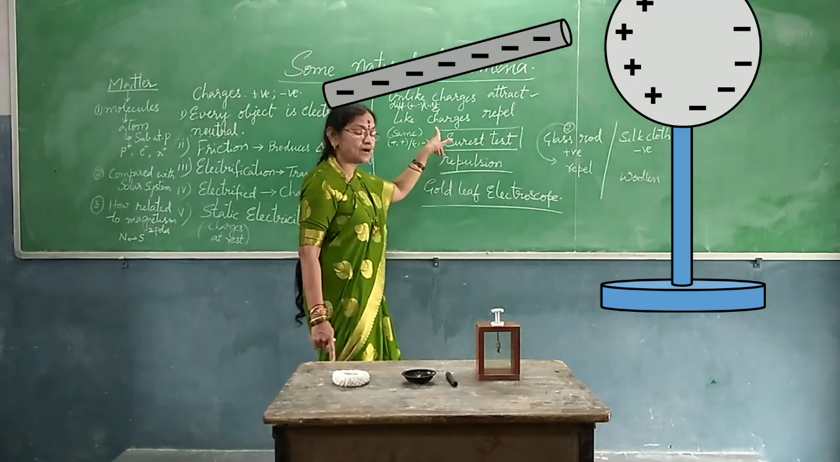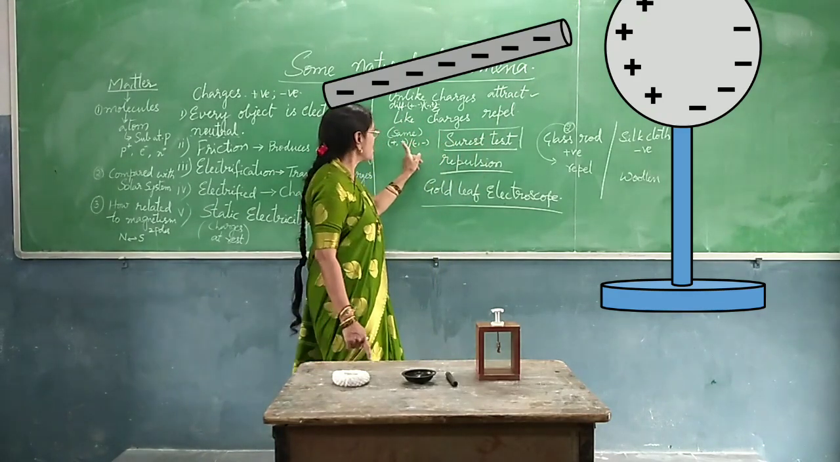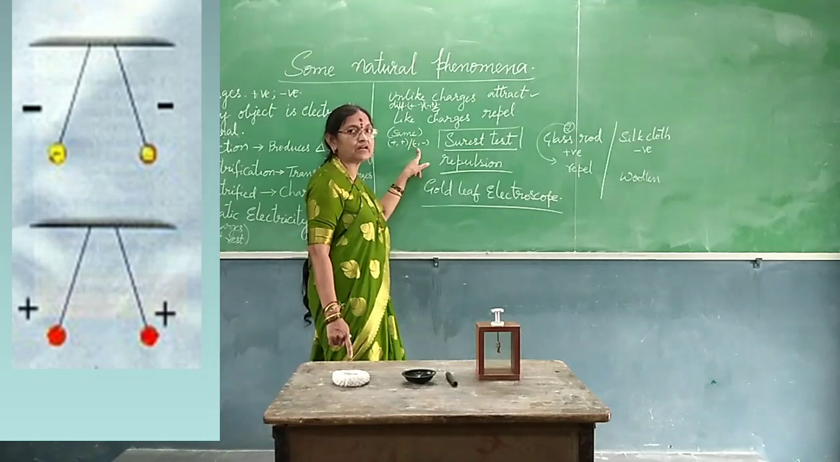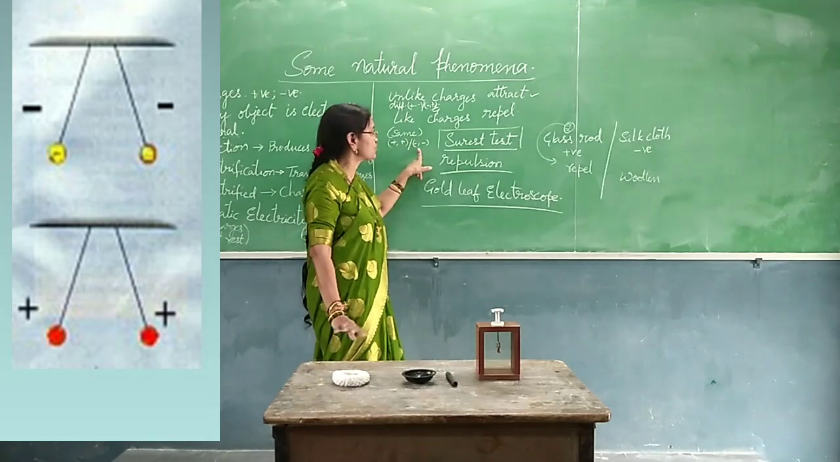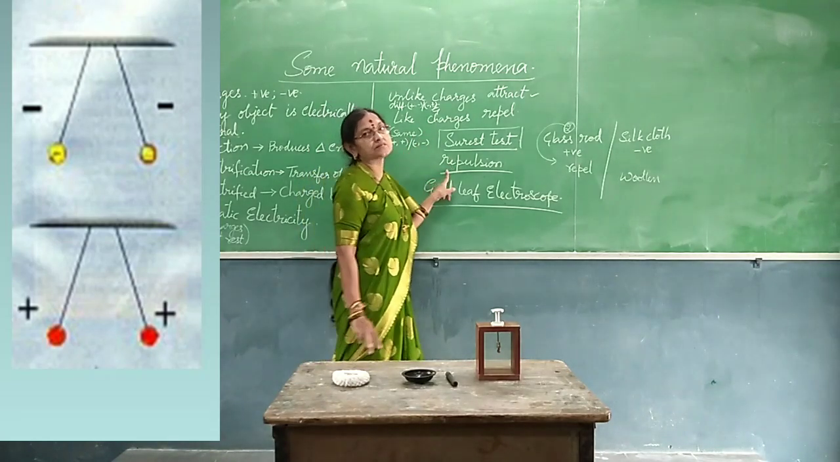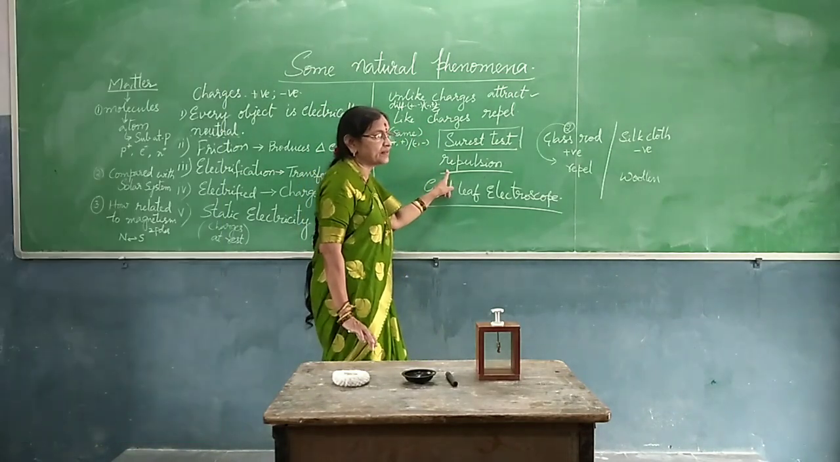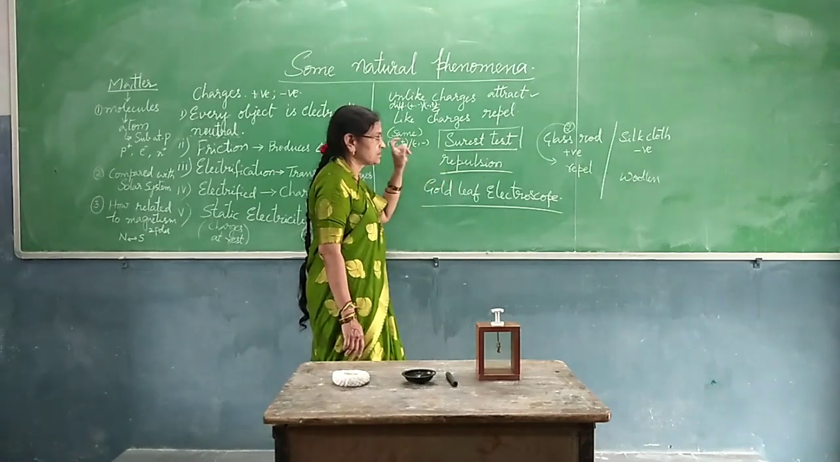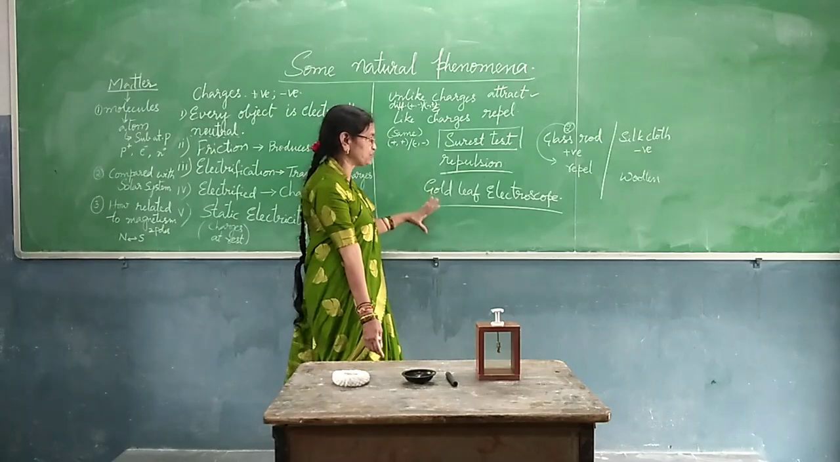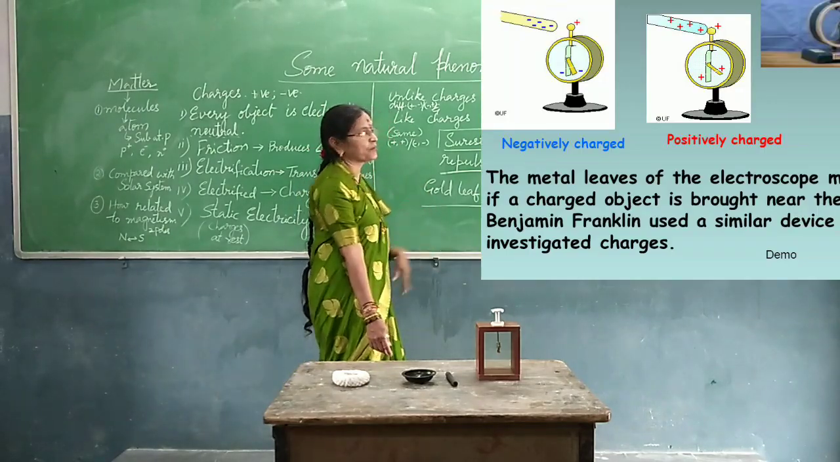In repulsion, both will be charged and both will contain the same charges. Only then will repulsion take place. Otherwise repulsion won't take place. So repulsion is the surest test for detecting charges. Now, to detect whether a body is having charges or not, we will be using the gold leaf electroscope.